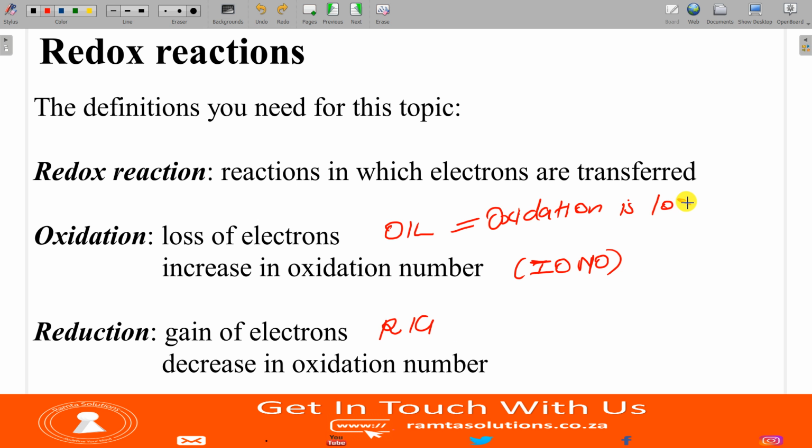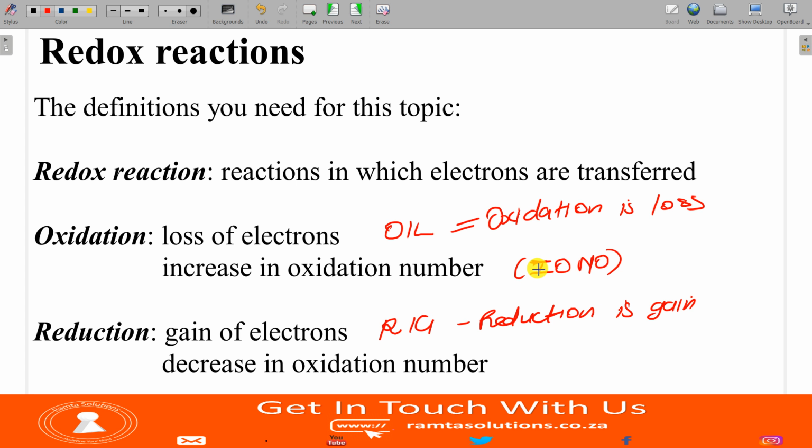All right. Oxidation is loss. And a reduction is gain. Gain of what? Of electrons. Loss of what? Of electrons. Reduction is gain. Now, if you want, you can also define a reduction using oxidation number. When you define a reduction using oxidation number, you will say a reduction is the decrease in oxidation number.